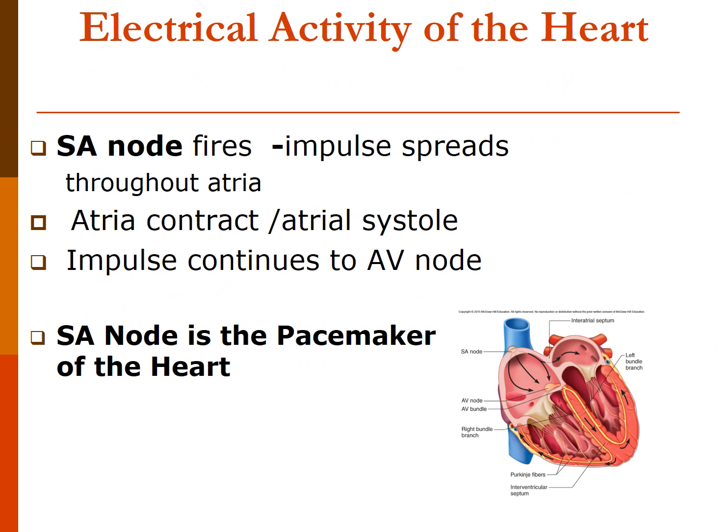After the SA node fires, the impulse spreads throughout the cells of the atria. This causes the atria to contract. This is referred to as atrial systole. The impulse continues to the AV node. If something were to happen to the SA node, the AV node is able to take up the role as the pacemaker.